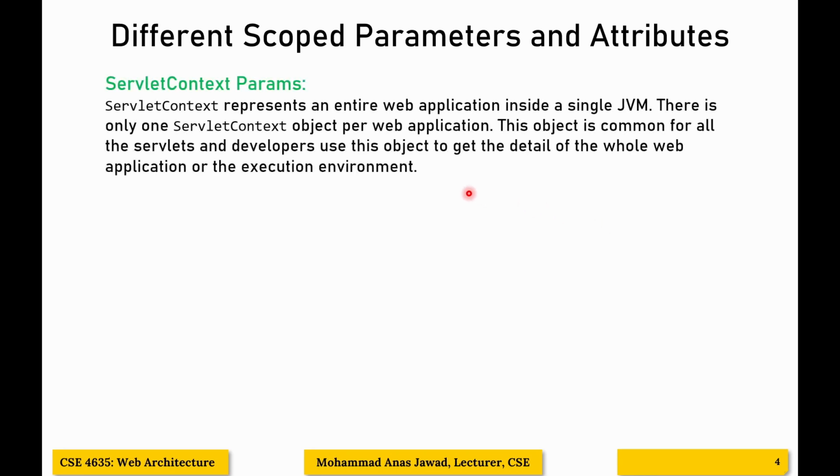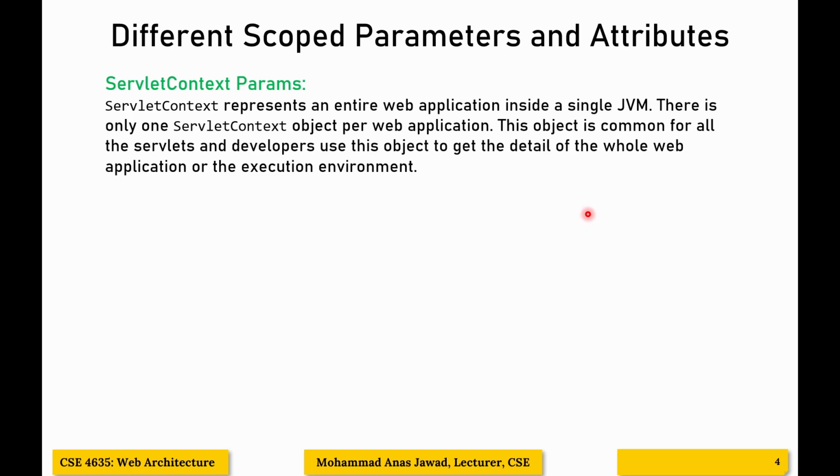Next, we have servlet context parameters. Servlet context object represents an entire web application inside a single JVM. When you deploy your web application on a server, for example, on a Tomcat server, a servlet context object is created for that web application. Now, this object is common for all the servlets and all the resources that you have inside your web application. And as a developer, you can use this object to define different initialization parameters for your whole application.